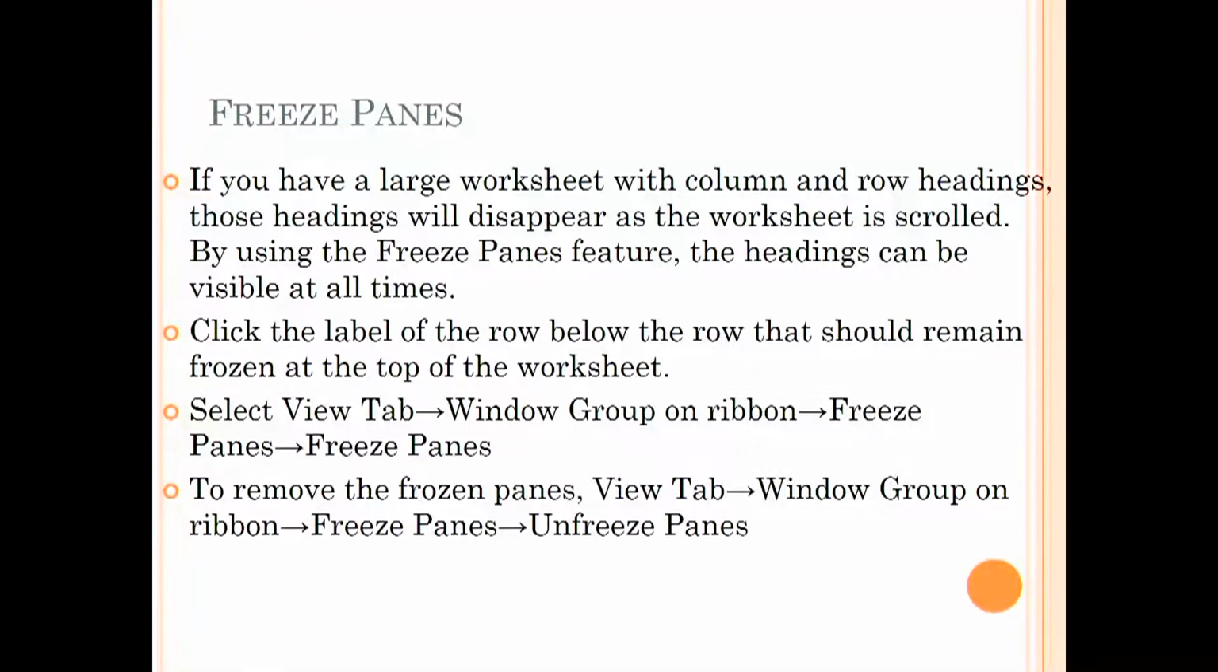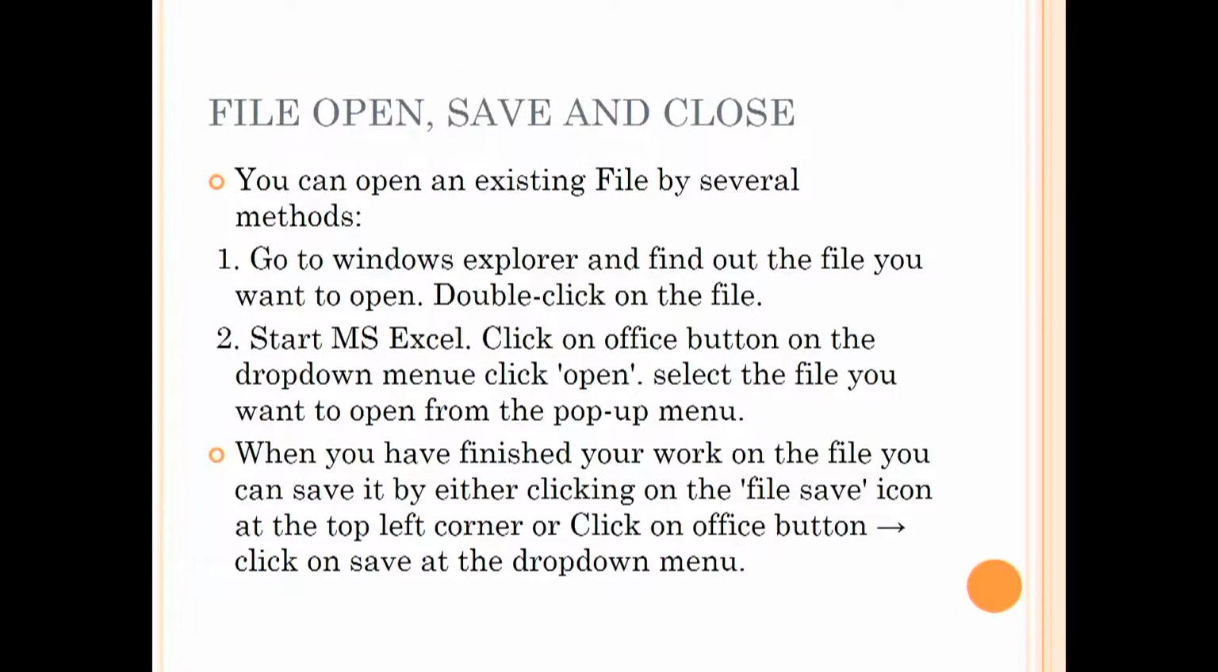For this, you have to click the label of the row below the row that should remain frozen at the top of the worksheet. Firstly, select View tab, go to Window Group on ribbon, then Freeze Panes, and there you have to click on Freeze Panes. Now to remove these freeze panes, you have to again go to View tab, go to Windows Group on ribbon, again Freeze Panes. From there, this time you have to go to Unfreeze Panes when you want to unfreeze your columns.